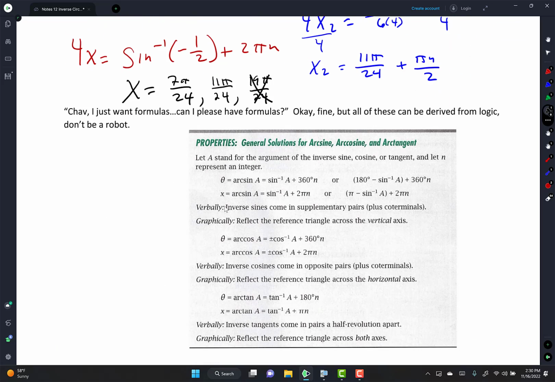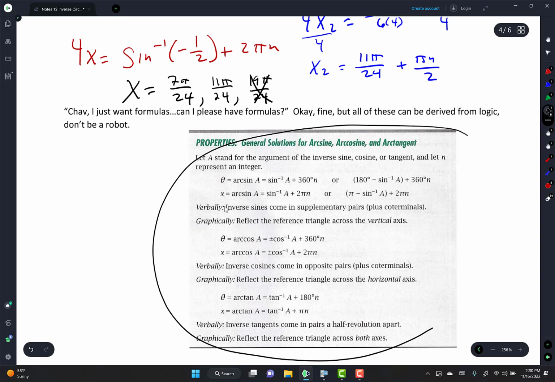Everything we just talked about is on this page right here. Here are the formulas. Now, in a little bit, when you do your delta, I kind of like the reference angle route better than this route. You guys okay over there?